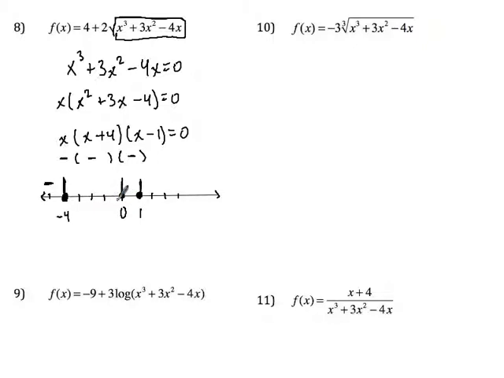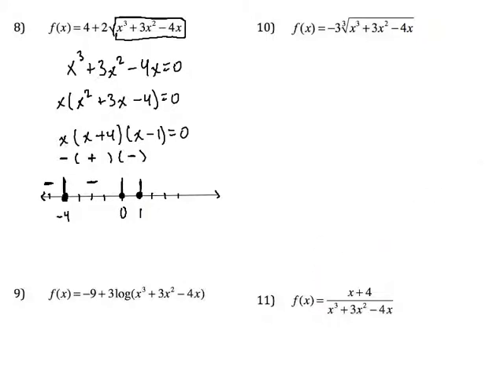Next, from -4 to 0, let's plug in a number. Let's plug in -2. So that's -2. -2 plus 4 is positive. And then -2 minus 1 is negative. So a negative times a positive times a negative is a negative.